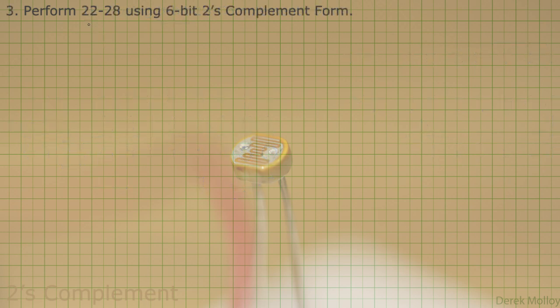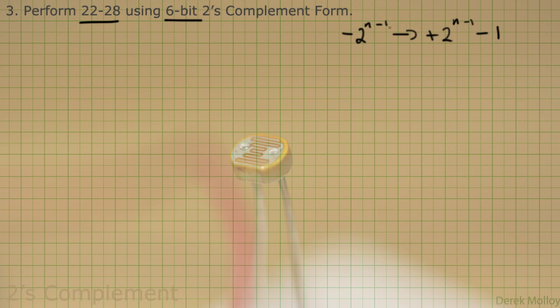So this question, the third question, says perform 22 minus 28 using 6-bit 2's complement form. So 22 and 28 are bigger numbers than we've used before. So the first question we have to ask is, do they actually fit within the range? We know that for an n-bit 2's complement number, we're in the range of minus 2 to the n minus 1 to plus 2 to the n minus 1 minus 1. So n is 6.